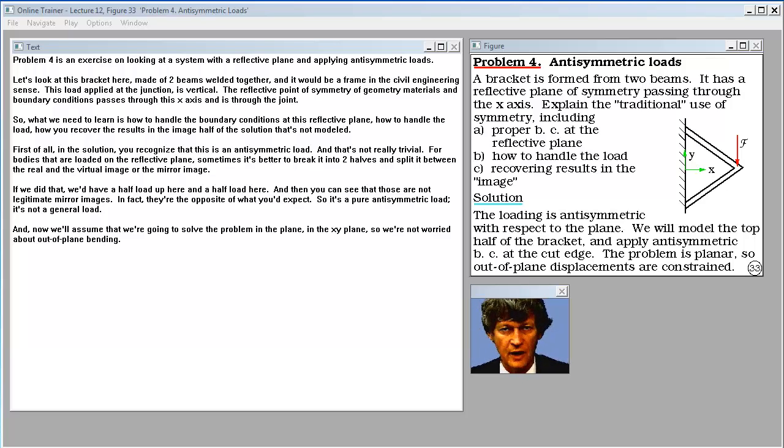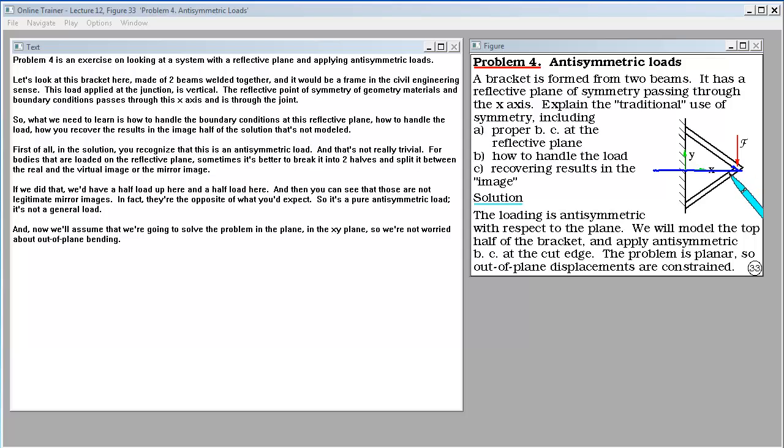Problem 4 is an exercise on looking at a system with a reflective plane and applying antisymmetric loads. Let's look at this bracket here made of 2 beams welded together, and it would be a frame in the civil engineering sense. This load applied at the junction is vertical. The reflective plane of symmetry of geometry, materials, and boundary conditions passes through this x-axis and is through the joint.